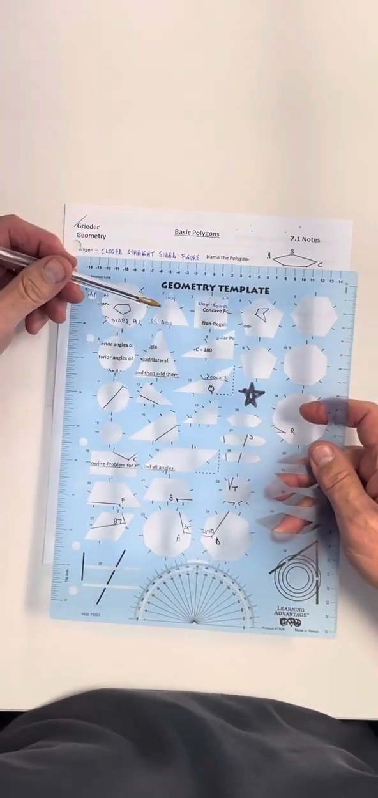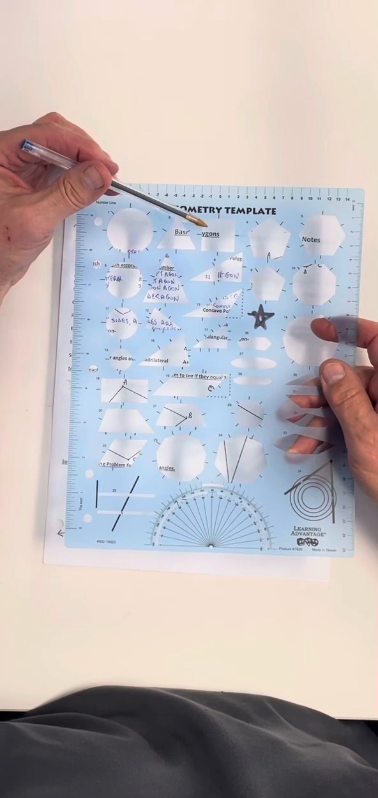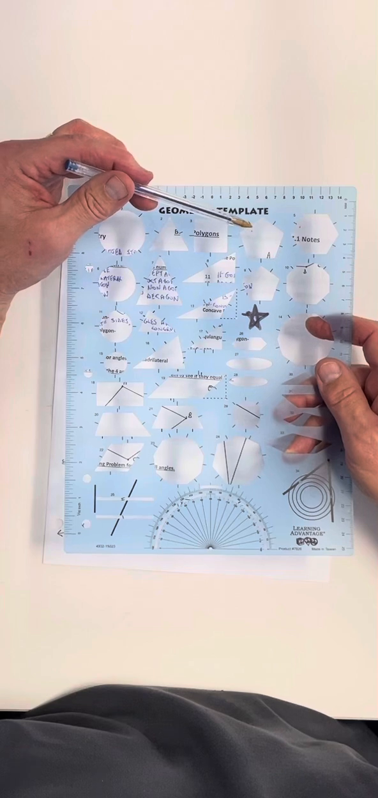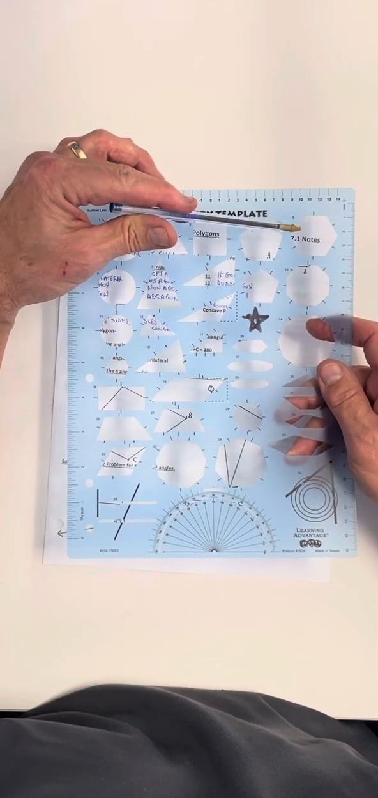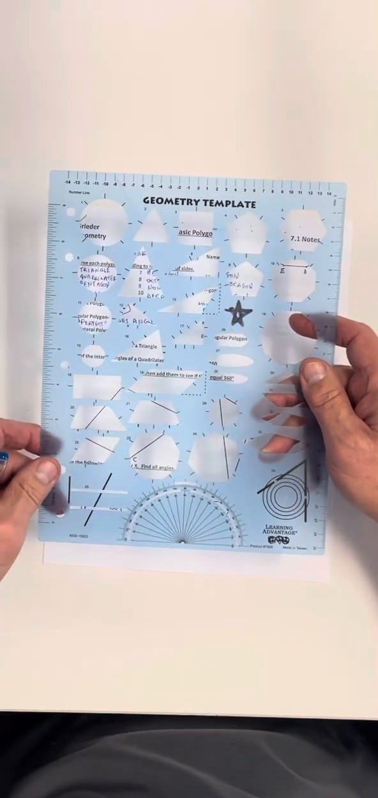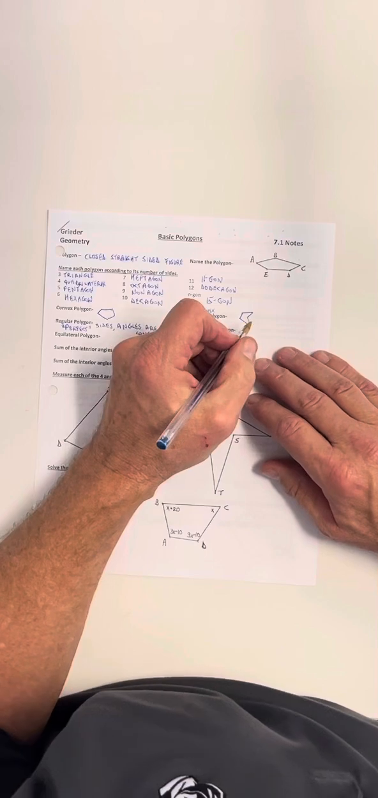An example on your template would be this. That's a regular triangle, because it's an equilateral. That's a regular quadrilateral, because it's got 4 equal sides and 4 angles. That's a regular pentagon. That's a regular hexagon. That's a regular octagon. So you can see that they look perfect. Non-regular means not perfect.